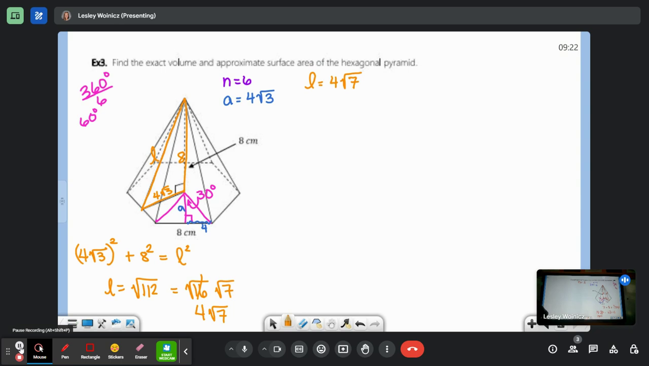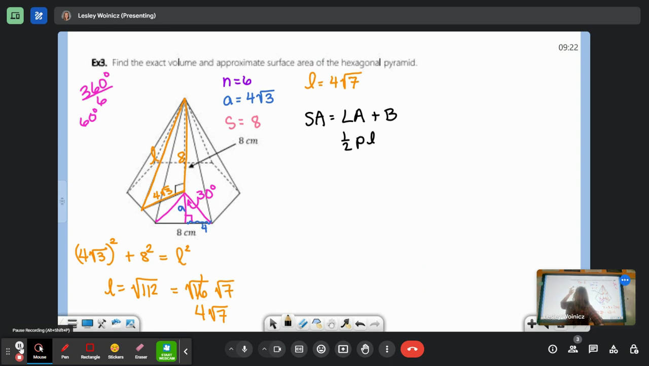All right, now what? Are we ready to go? Oh, let's just for thoroughness, let's put the side length up here. The side length is 8. All right, let's rock and roll. Surface area: 1/2 perimeter times slant height plus 1/2 perimeter times apothem. Okay, perimeter is getting a lot of work.